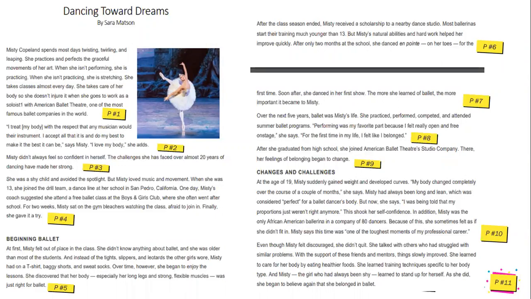So remember, look across the page and tell yourself what you see. I see a title, a photograph, some bold headings: Beginning Ballet, Changes and Challenges. And if you put all these visuals together, what do you think it's mostly about? Dancing Toward Dreams tells me that someone is trying to reach their dreams by dancing. The photograph shows a ballerina on stage. And the headings say Beginning Ballet, Changes and Challenges. Beginning ballet, when you begin dancing; changes and challenges, when things are changing or becoming different in your life, or challenges, those obstacles that you face, those problems that you face.